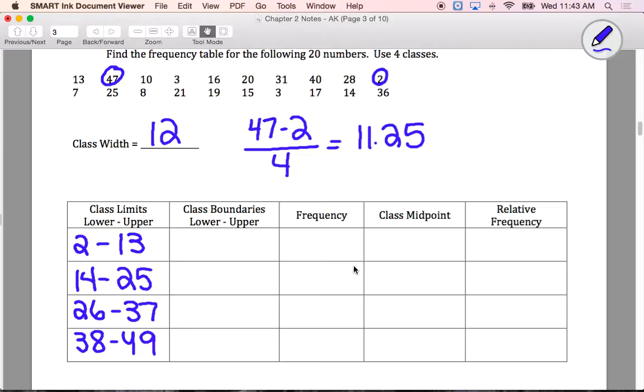Now for your class boundaries, these are going to be 0.5s. So you want to go 0.5 to the left and to the right of 2 and 13. So it's going to be 1.5 to 13.5. And then it's going to go 13.5 to 25.5.